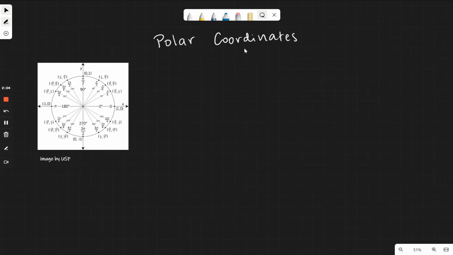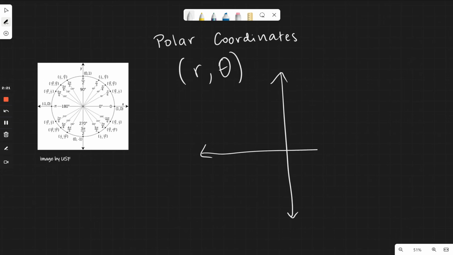Okay, so how does the polar system work? Well, the way we represent a point on this plane is that we have to give it a radius and an angle, okay? So every point can be represented by an angle and a radius. What does that mean? So let's say I had this point right here, this random point. And how would I represent that using the polar coordinate system?